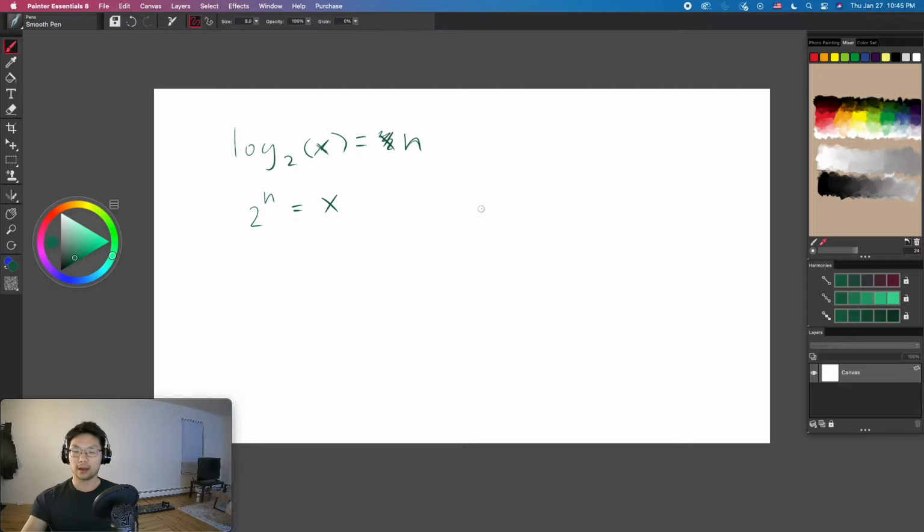So if x is 100. Okay, maybe a bad example. Let's say x is 8, right? How do we get up to that? It would be 2 times 2 times 2. So we raise 2 three times to get 8. Simple enough, right? So why is this really important?